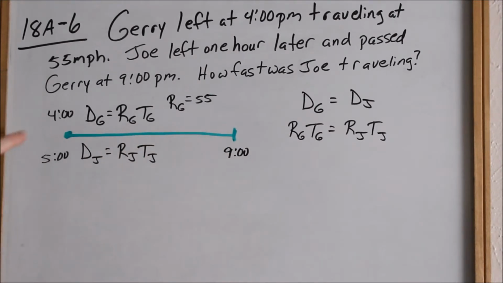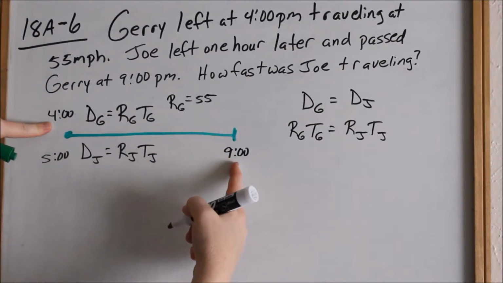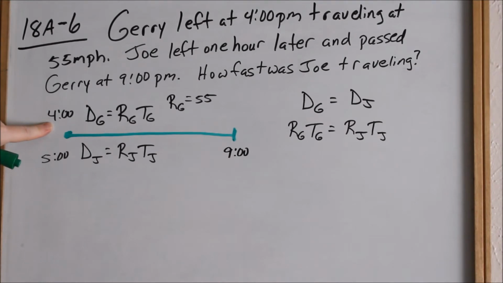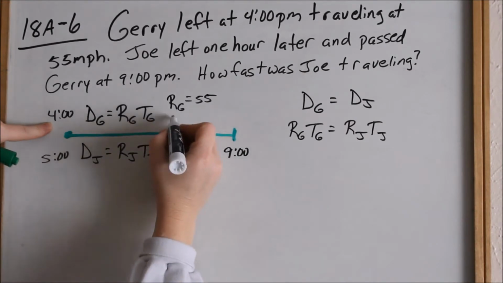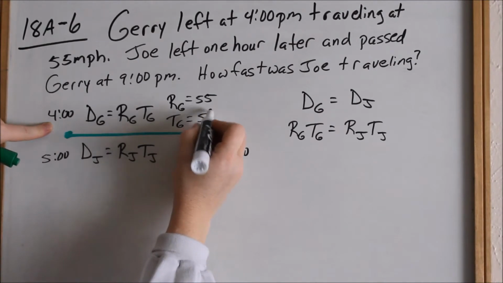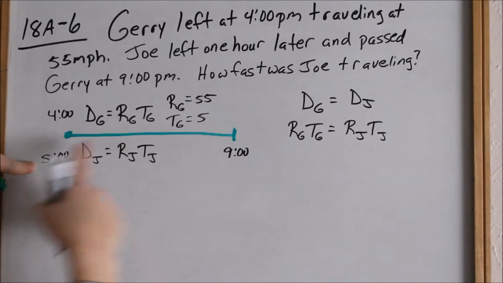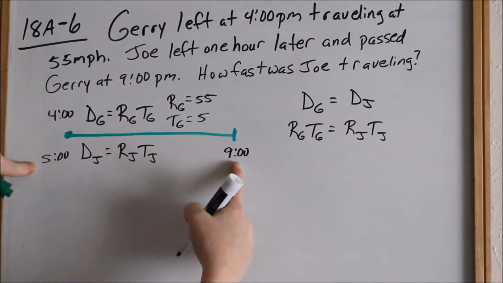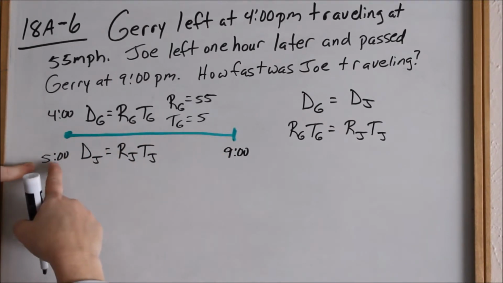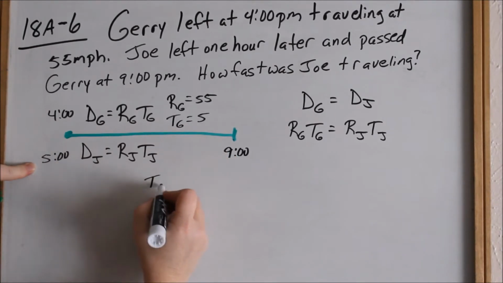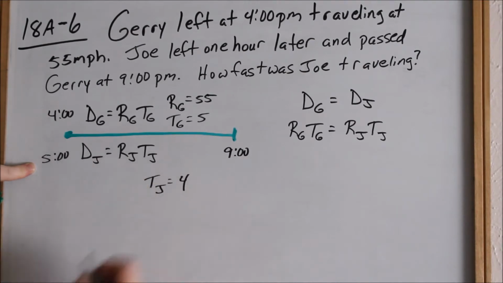So now we can figure out their times. If Jerry left at 4 and they both were at the same exact place at 9, it took Jerry from 4 to 9. That's his time, so Jerry's time is 5 hours. Joe's time: he left at 5 and got there at 9, so obviously he was running faster. From 5 p.m. to 9 p.m. is 4 hours, so Joe's time is 4 hours.